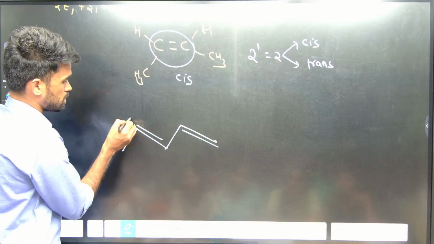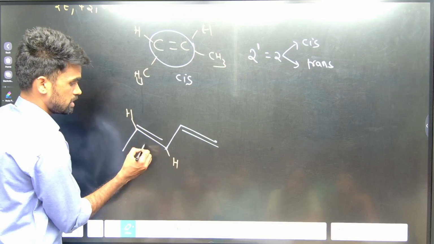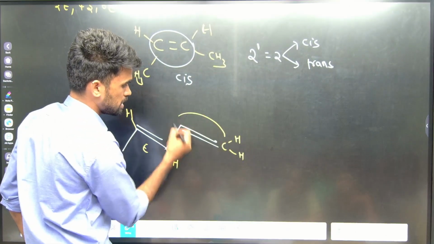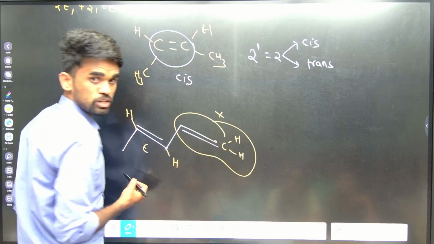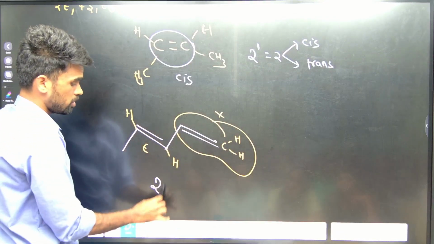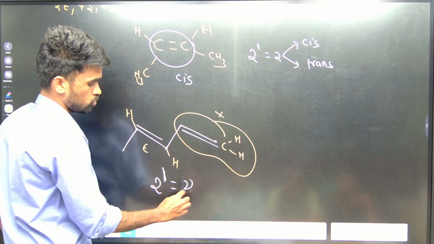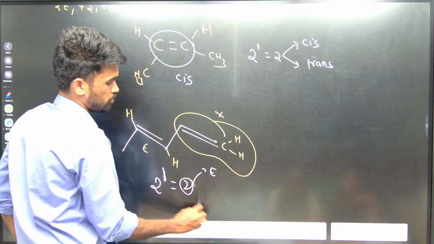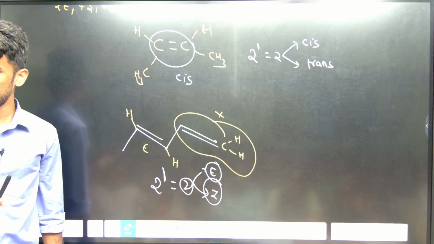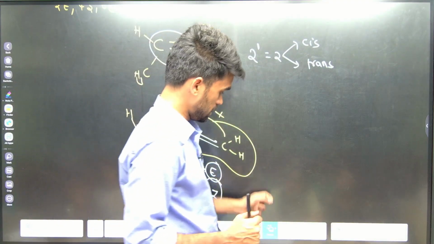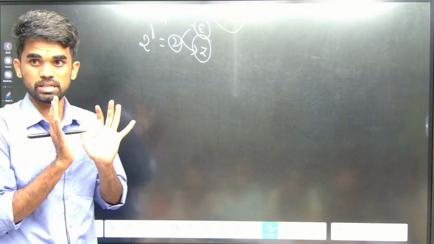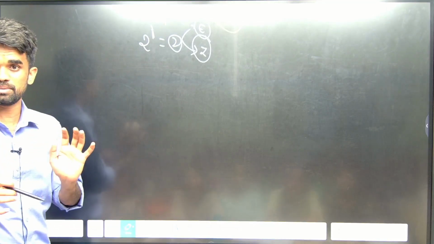Now tell me about this carbon. This is E, I can say. What about this one? Is this a stereo center? Not a stereo center. We cannot give E/Z here, we can only give it here. So 2 power 1, so 2. One is E and another can be Z. Do you get what I am discussing here? Everyone? Okay. So this is the thing you need to know about geometrical isomerism. Next one is optical isomerism, I am saying.